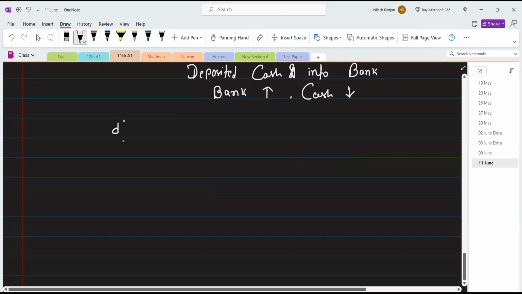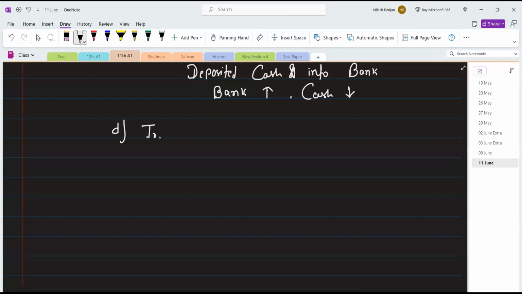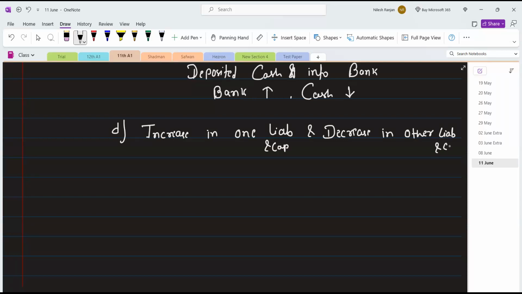Sir, I also have to note it down. The next is increase in one liability and decrease in other. Now I'm writing here liability. It means liability and capital, and here also liability and capital.